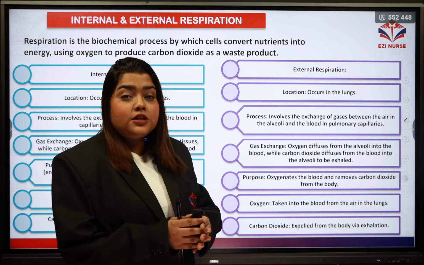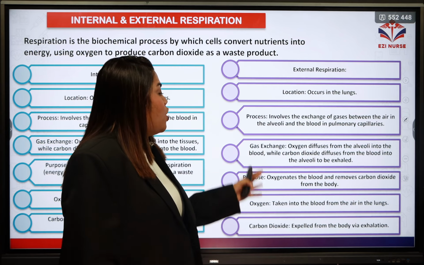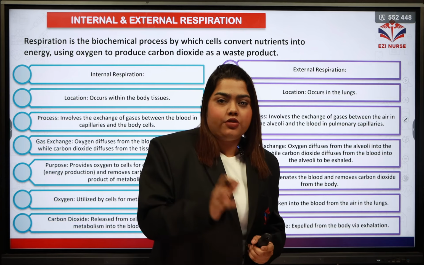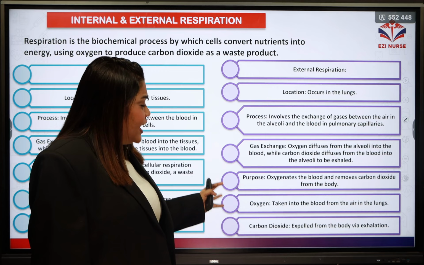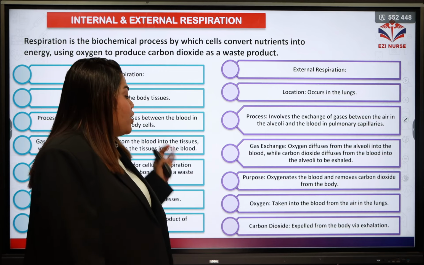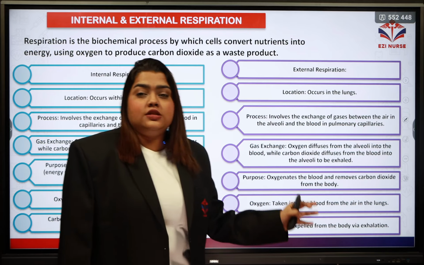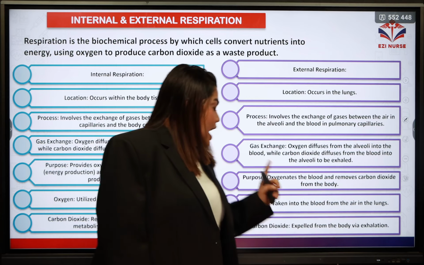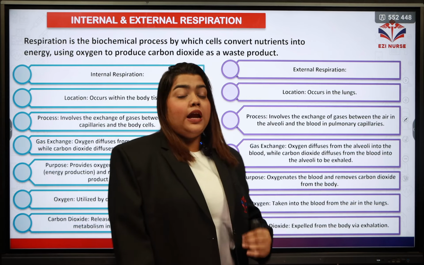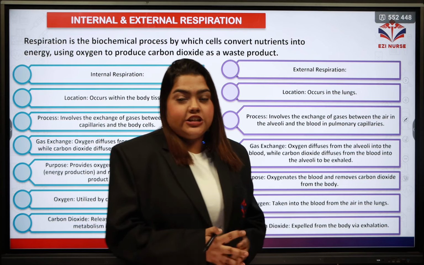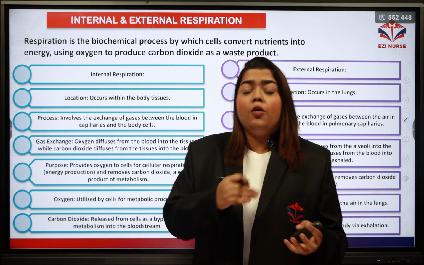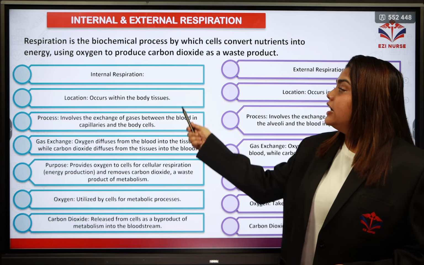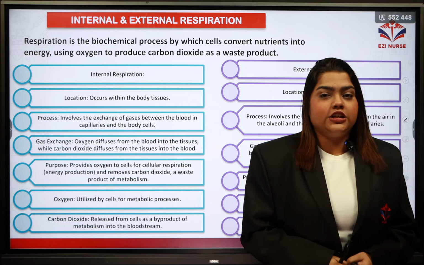What is the purpose of external respiration? The oxygenated blood removes the carbon dioxide from the body, which is the waste product of the body. It produces two things, oxygen and carbon dioxide. Oxygen will be taken by the blood from the air in the lungs, and the carbon dioxide will be expelled from the body via expiration. So this is the main function or main mechanism of our respiration, which has two parts, that is internal respiration and external respiration.